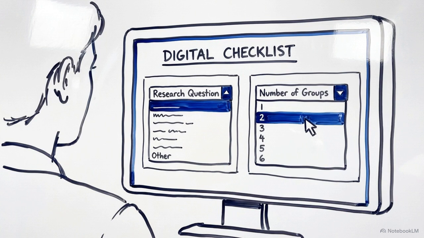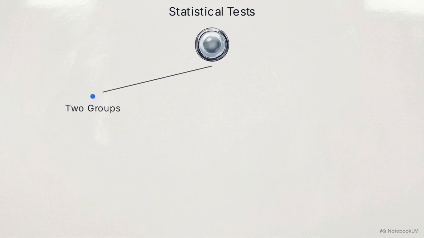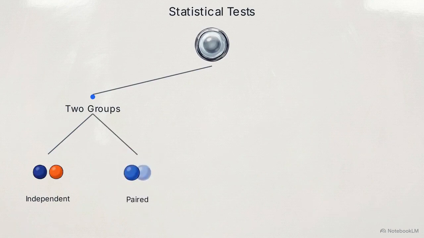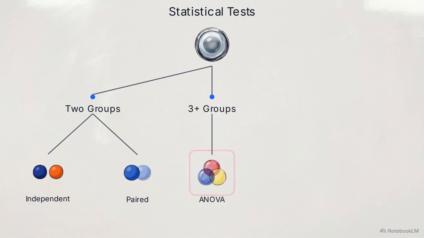Selecting the correct statistical test to cross that threshold depends entirely on your specific research question and the number of groups you are comparing. If you are looking at exactly two groups, you use the t-test family. An independent samples t-test compares two separate groups, while a paired samples t-test compares the same group measured before and after an intervention. But if you have 3 or more independent groups, like testing 3 different teaching methods, you strictly require an analysis of variance, or ANOVA. This allows you to compare all the groups simultaneously without artificially inflating your error rate.